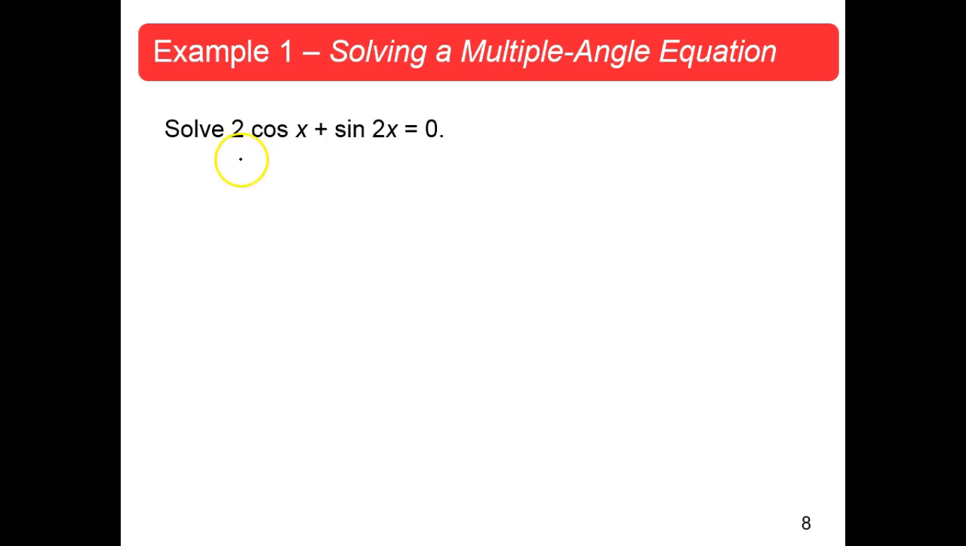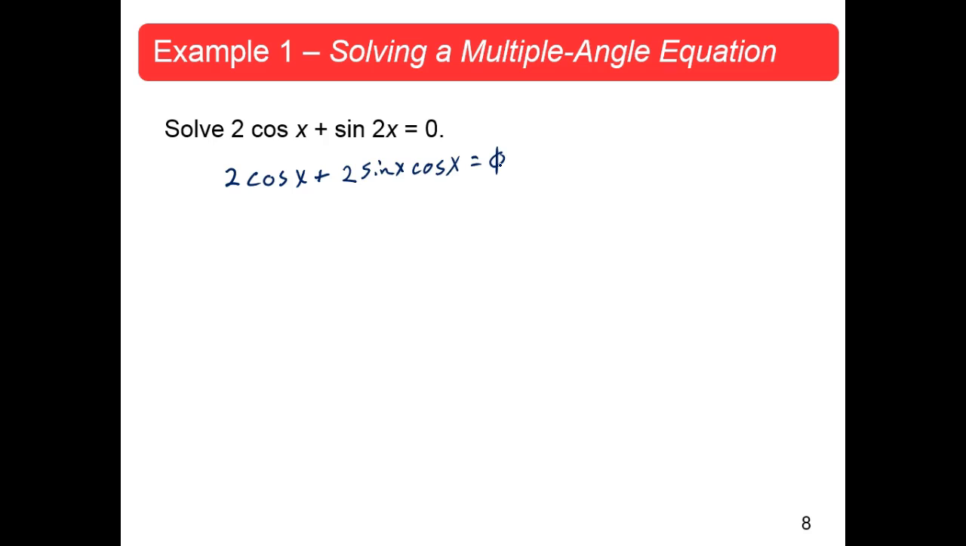Okay, we start with the 2, good start, times cosine x. We don't want to change that. That's about as simple as you can make it. But we do know an identity for sine 2x, and what is that? In the book it says sine 2u, but just change the u to an x. And what is it? It's 2 sine x cosine x. Great. Is equal to 0.